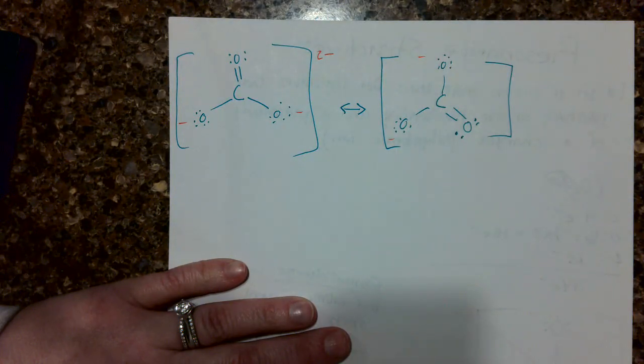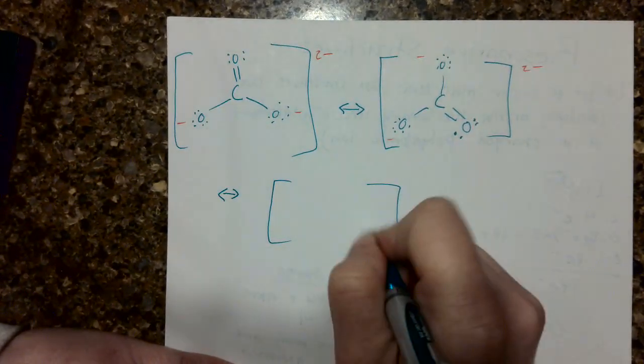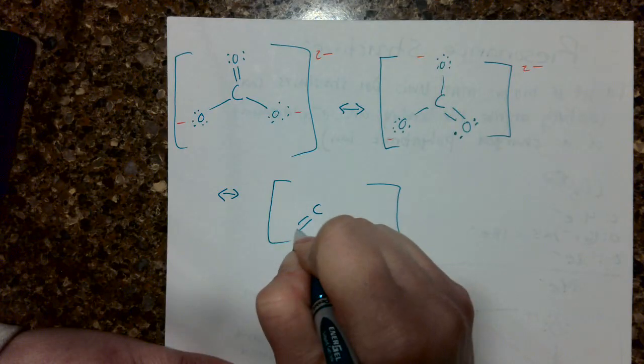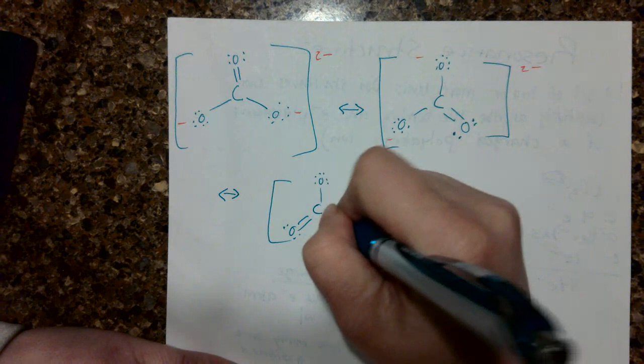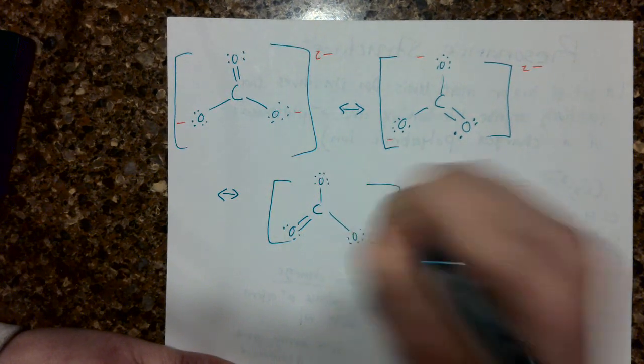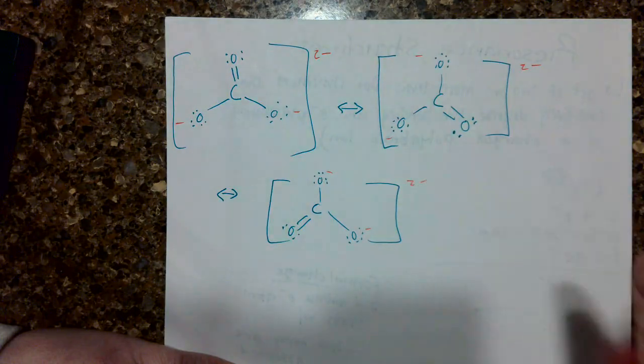Well, it can, right? But why just this one? Why not this one down here? Why couldn't he have the double bond? Well, he does as well, right? And there's no other way we can draw this, right?